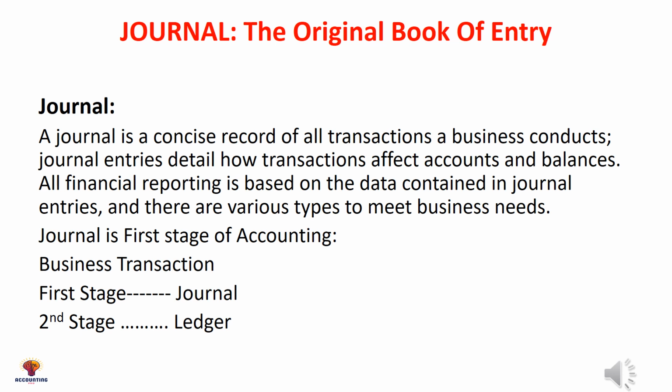Thus we say that the most important function of journal is to show the relationship between the two accounts connected with the transaction. This facilitates writing of ledger. According to the double entry system, transactions are recorded in the books of account in two stages. First stage is a journal and the second stage is a ledger.